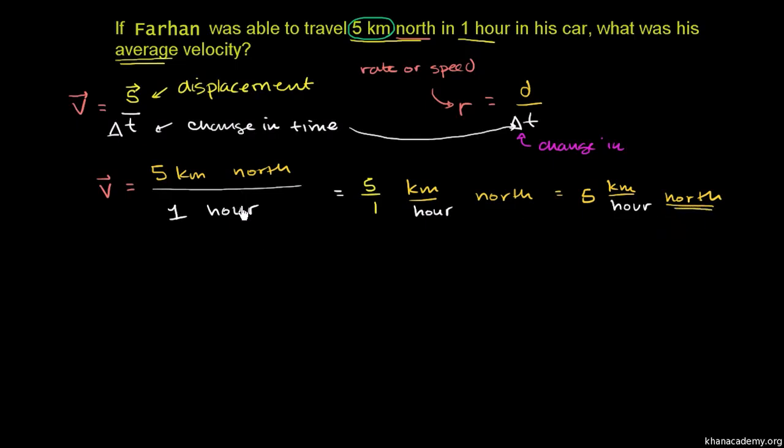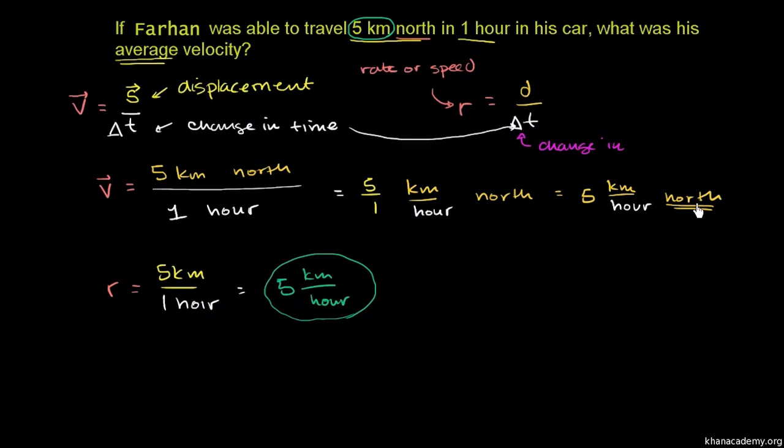You could do the same thing. If someone just said, what was his average speed over that time? You could have said, well, his average speed or his rate would be the distance he travels. The distance, we don't care about the direction now. It's 5 kilometers. And he does it in 1 hour. His change in time is one hour. So this is the same thing as 5 kilometers per hour. So once again, we're only giving the magnitude here. This is a scalar quantity. If you want the vector, you have to do the north as well.